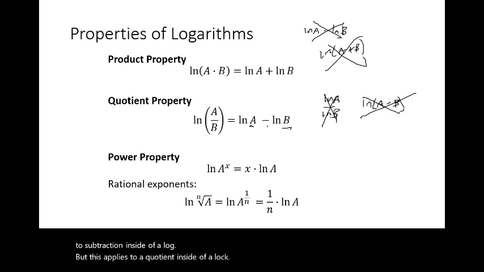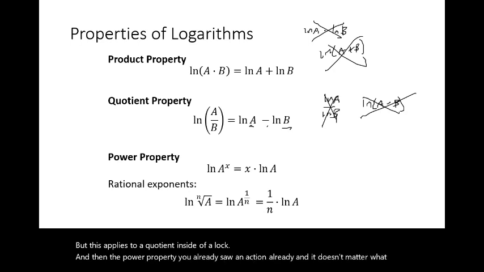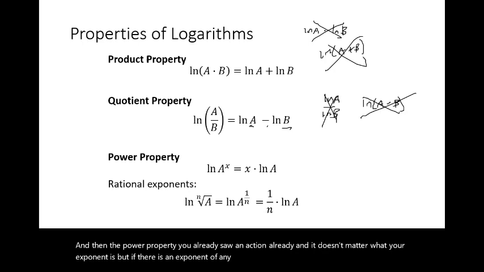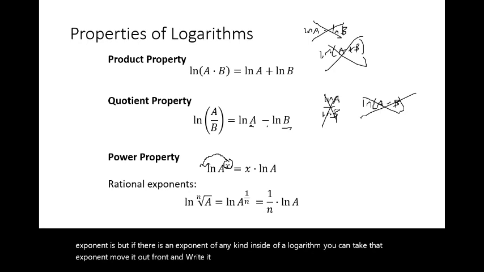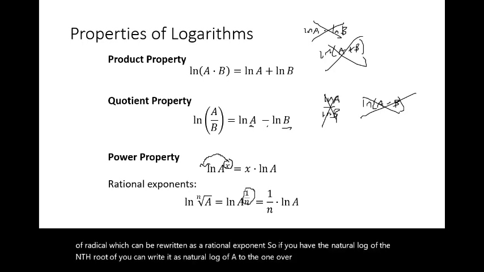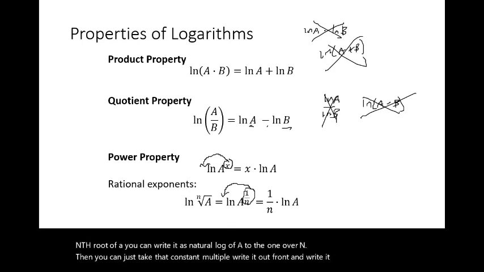And then the power property you already saw in action already, and it doesn't matter what your exponent is, but if there is an exponent of any kind inside of a logarithm, you can take that exponent, move it out front, and write it as a constant multiple. And that also applies to any sort of radical which can be rewritten as a rational exponent. So if you have the natural log of the nth root of a, you can write it as natural log of a to the 1 over n. Then you can just take that constant multiple and write it out front.